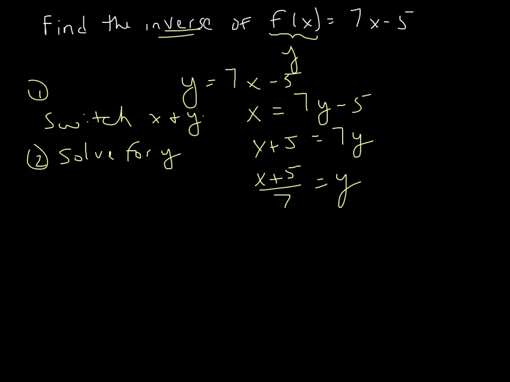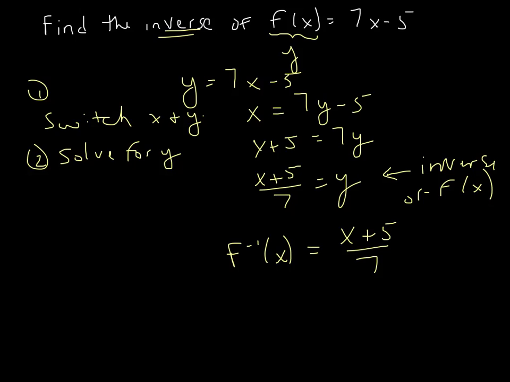Okay? So I know now that this is the inverse of f of x. So to show that, I'm going to go back to my inverse notation, and say that f inverse of x is x plus 5 divided by 7. Okay? And there is my inverse function.